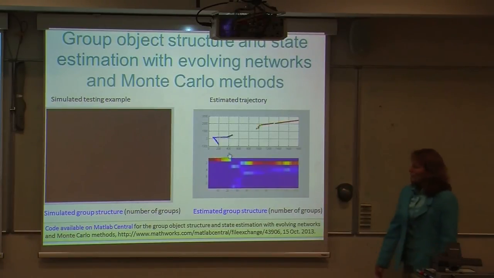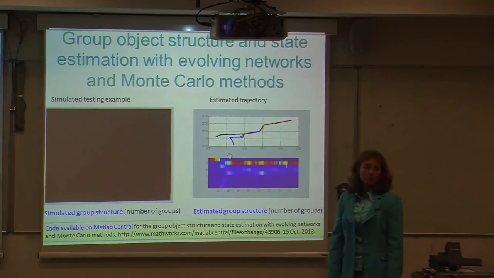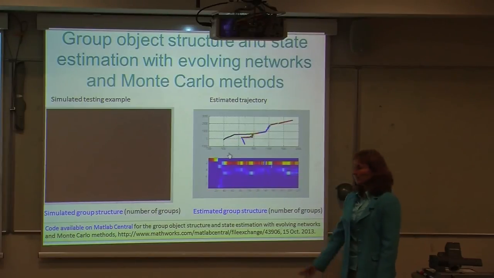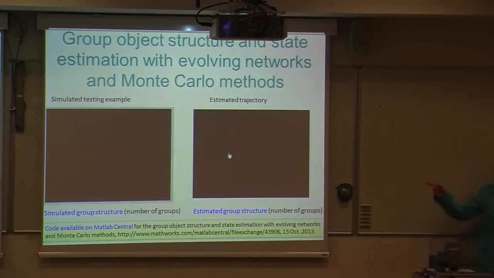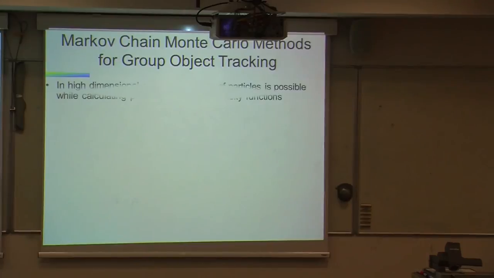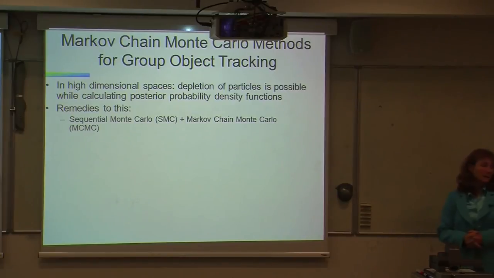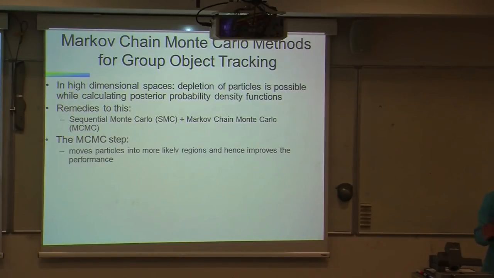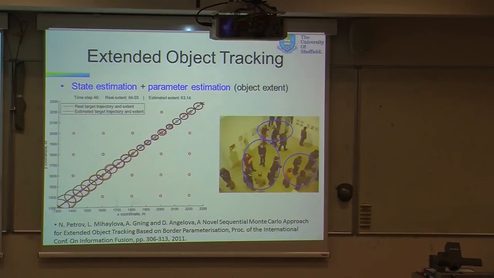In the overview paper, we put also links to the code we developed for some of the algorithms, especially for the group with evolving networks. So we can improve the performance of the particle filter if we have some better algorithms like Markov chain Monte Carlo. So practically we move particles in a better area. But I'm not going to go in details.